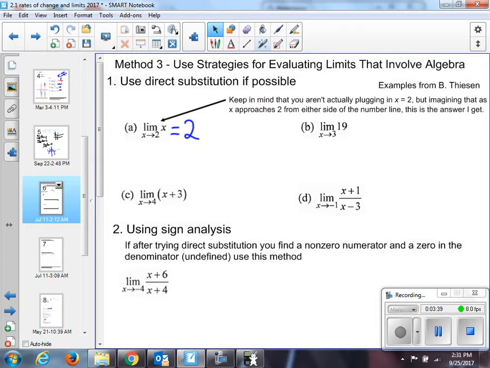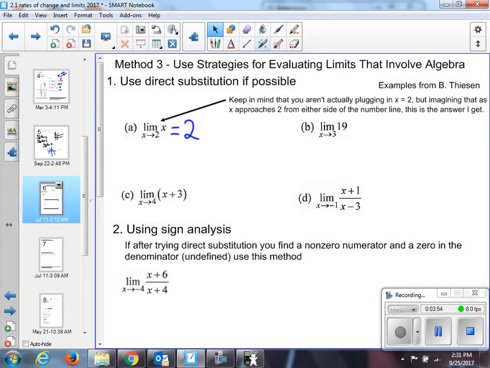And from the other side, 2.0001. Does that make some sense? I don't know if the distinction makes any sense to you right now, but philosophically it's slightly different than just plugging it in. However, that's what it is.